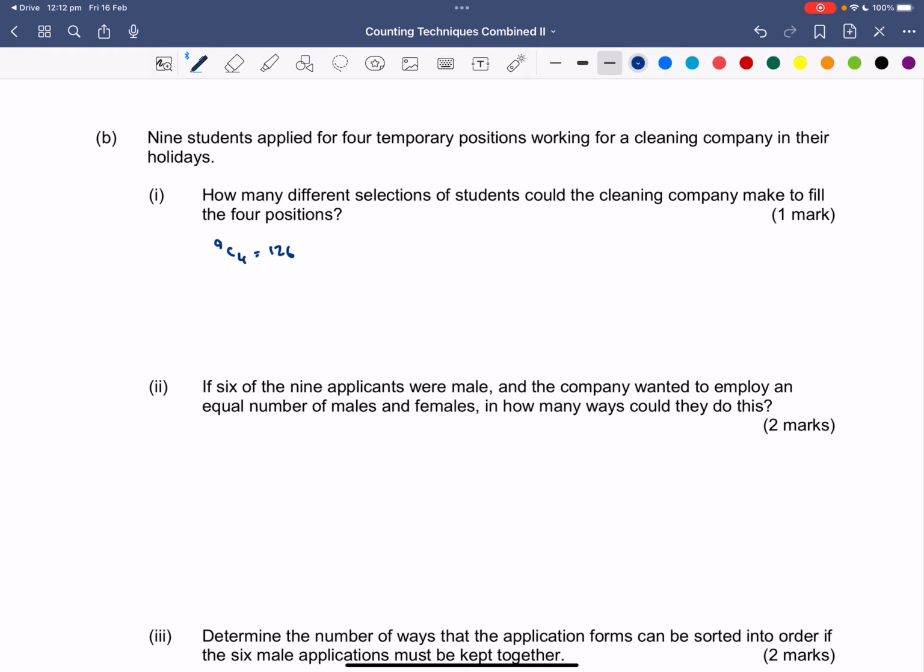Okay, next part. If 6 of the 9 applicants were male, and the company wants to employ an equal number of males and females, it means it wants 2 males and 2 females to make up the 4 temporary positions. That's also nice and easy. How many were male? 6. So from the 6 males, we choose 2. And from the 3 females, we also choose 2. And that's 45.